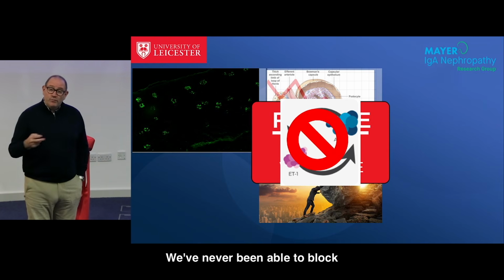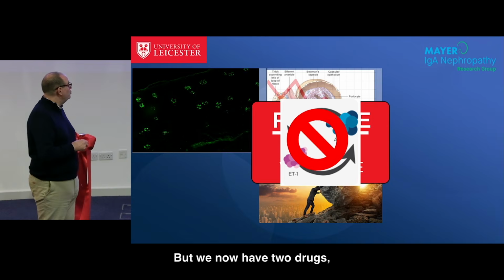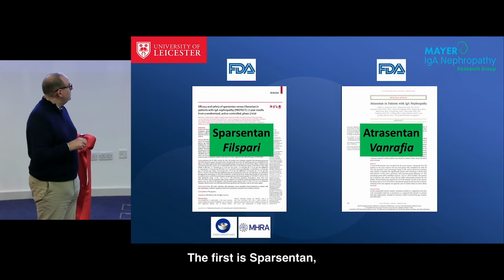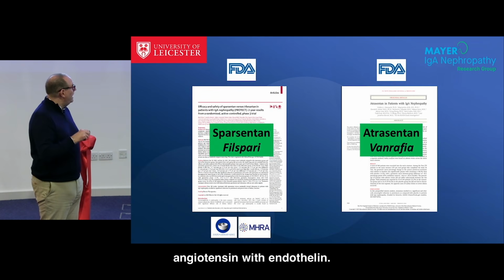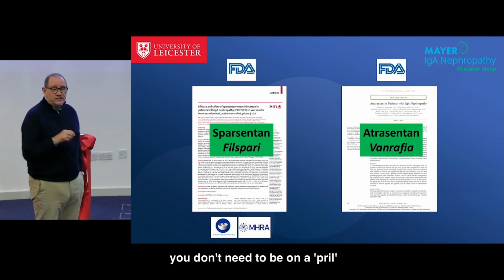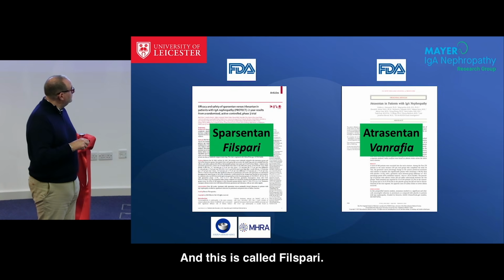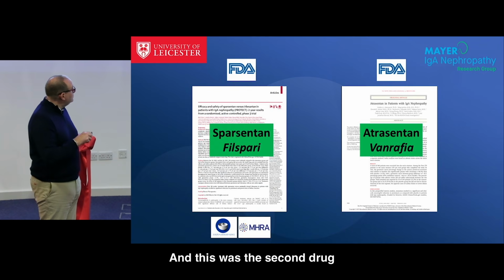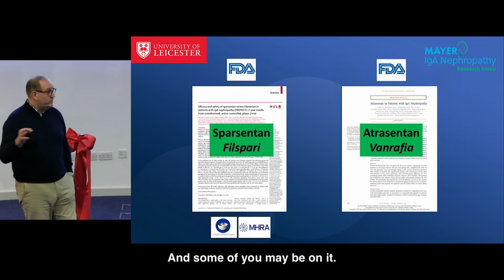We've never been able to block the endothelin side of this equation, but we now have 2 drugs that allow us to do that. The first is sparsentan, which actually combines blocking angiotensin with endothelin. So if you're on this drug, you don't need to be on a pril or a sartan. You're just on this. And this is called Filspari. And this was the second drug to be approved for IgA and is available for me to prescribe in the NHS. Some of you may be on it.